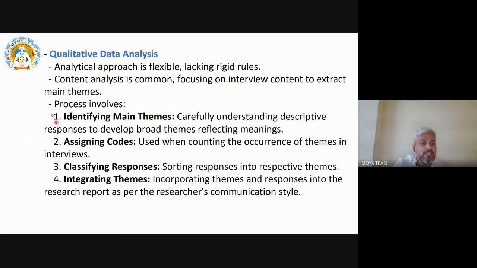So these are the four points in qualitative data which are important. First is identifying main themes from the interview or another type of data collection. From that collection, you identify the main theme, assign codes, classify responses, and integrate that theme into your writing.